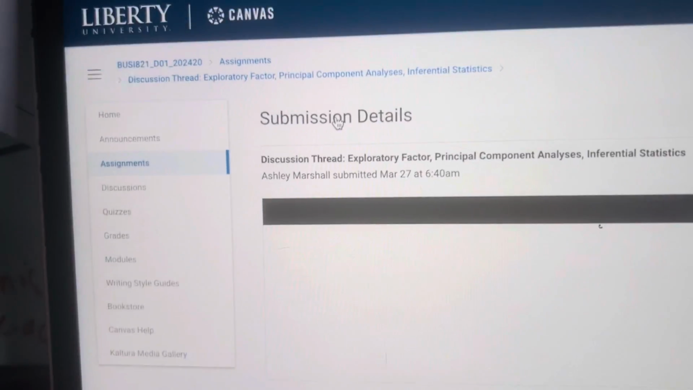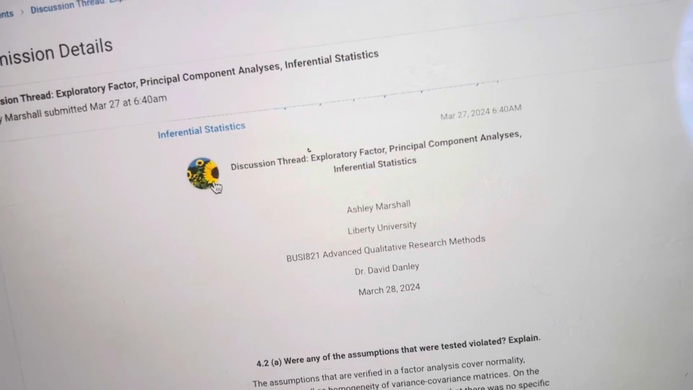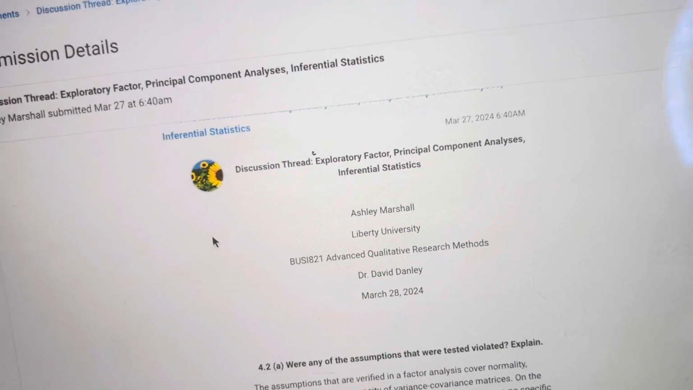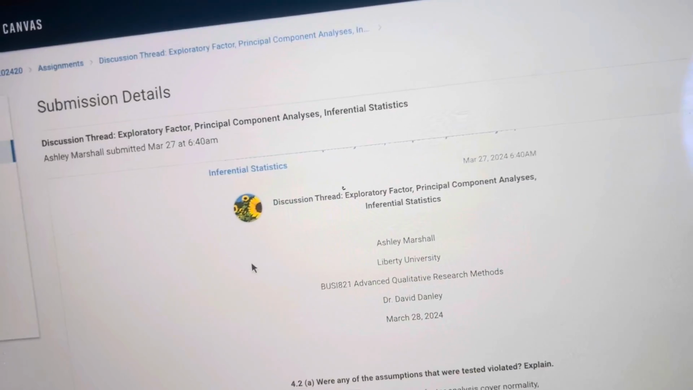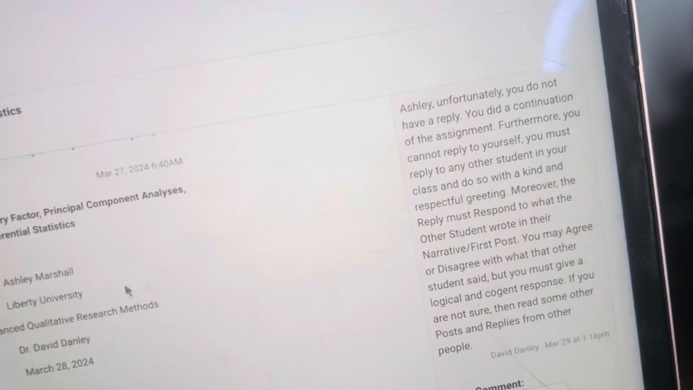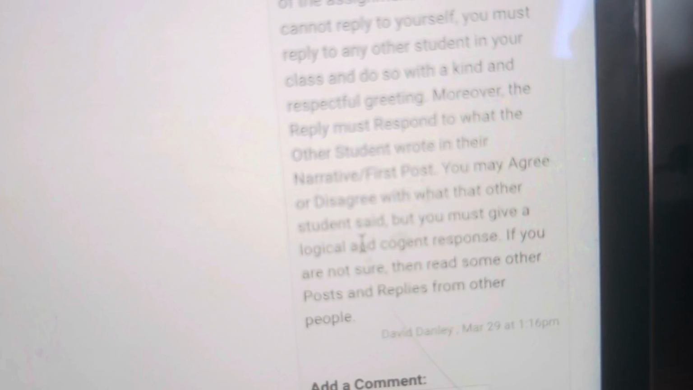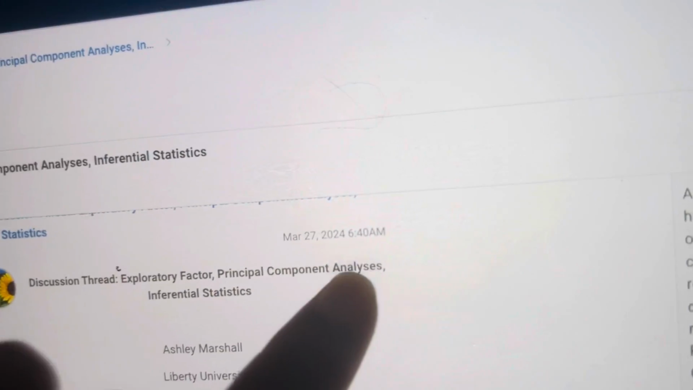So now let's go back. This is the submission details. Like I said, the picture's different because I recently changed my picture, since I'm starting a new class on the 21st and I'm preparing. You see his comment. Mind you, when did he grade this? He said he graded this the 29th. This was due the 28th, the initial response, which makes sense. And I submitted it, as you can see, at 6:40.